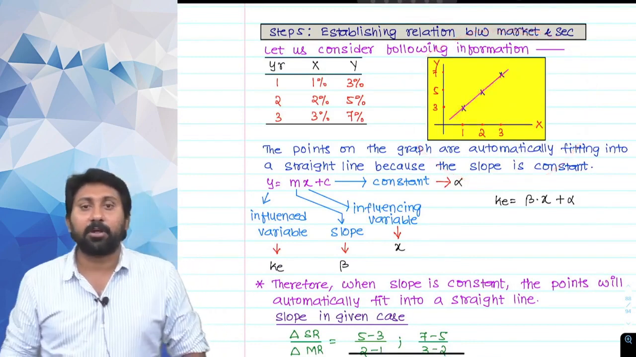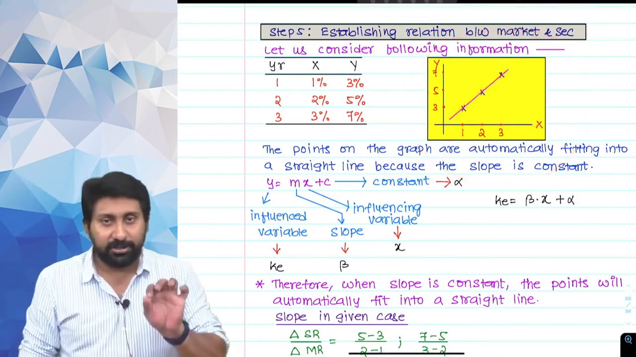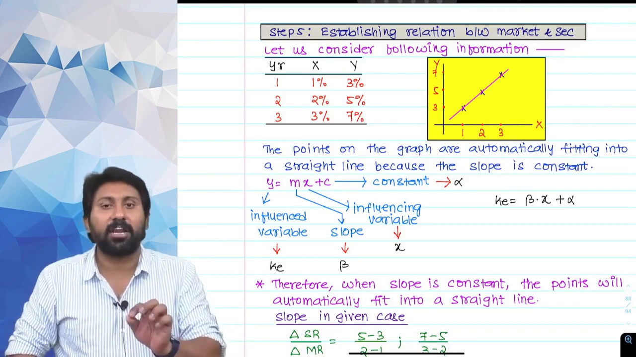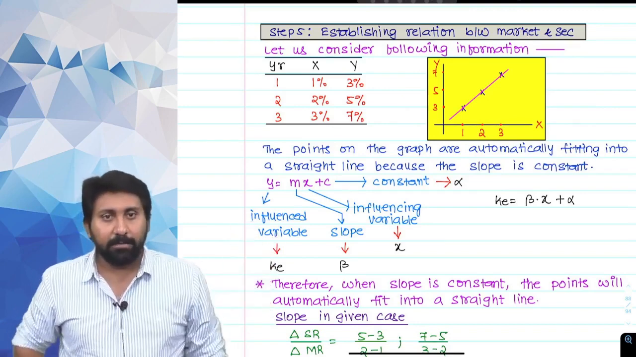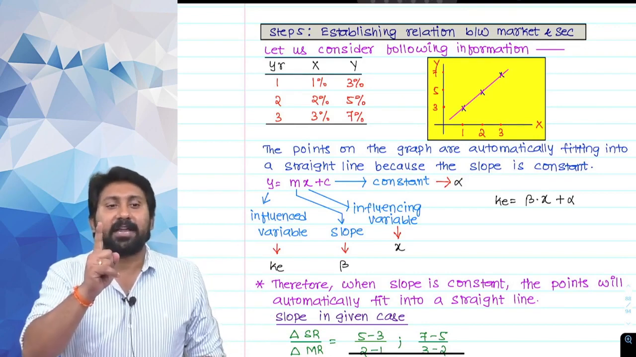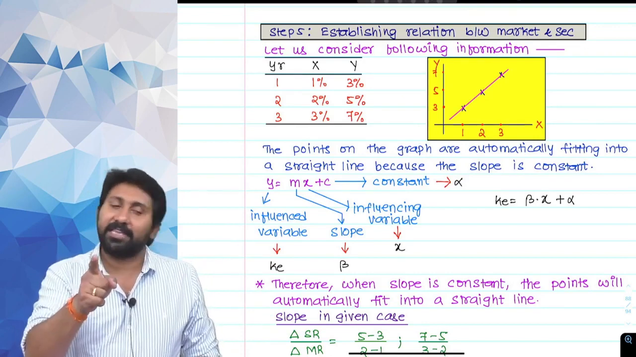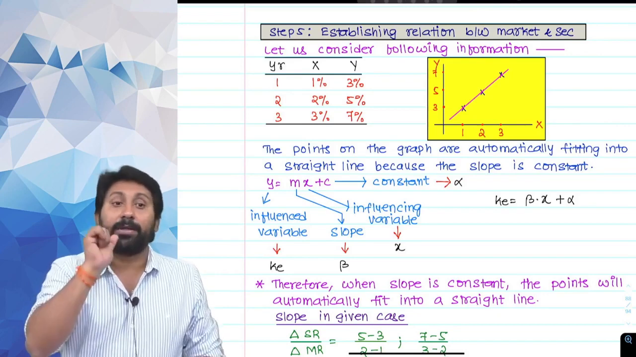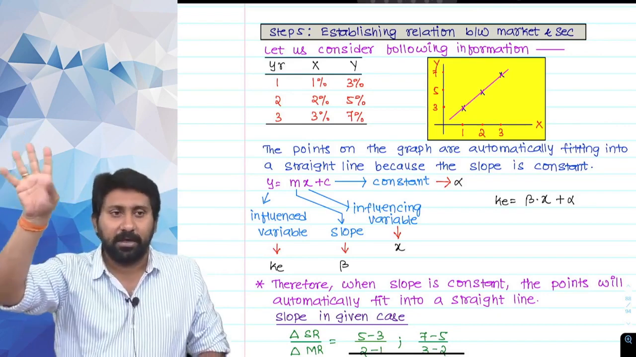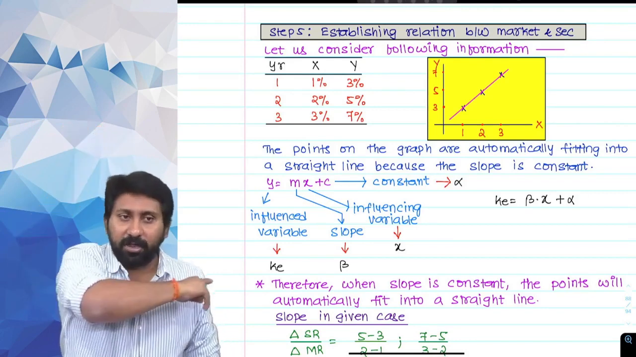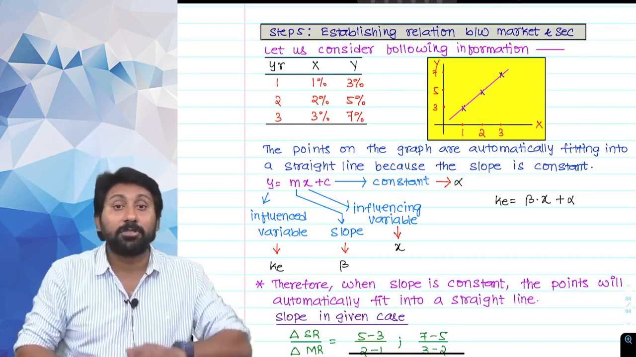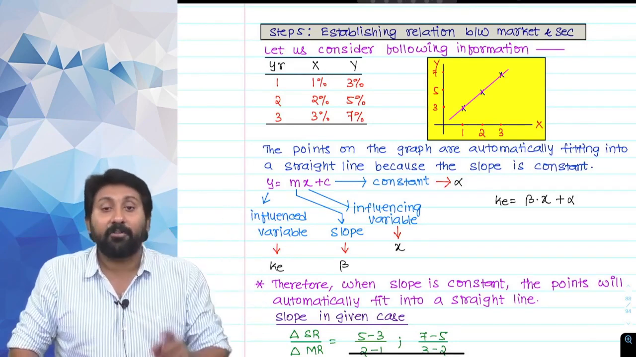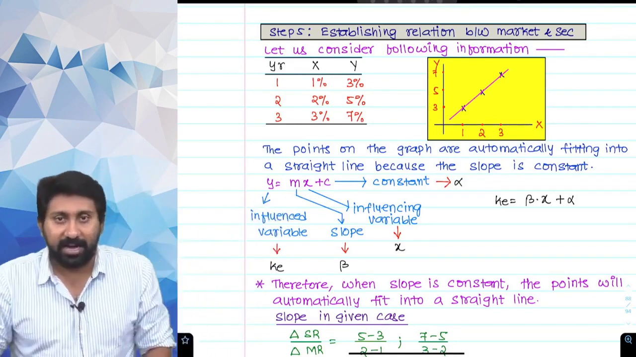So when the points automatically fit into a straight line, we should understand that the slope is constant. Slope is constant means correlation is perfectly positive. Means what? Market increases, security increases. So correlation is what? Positive. How many times? 100 out of 100 times it will be true. Therefore, the line goes like this. But how much slope there should be depends on the influence of market on security. For that, we calculate beta.